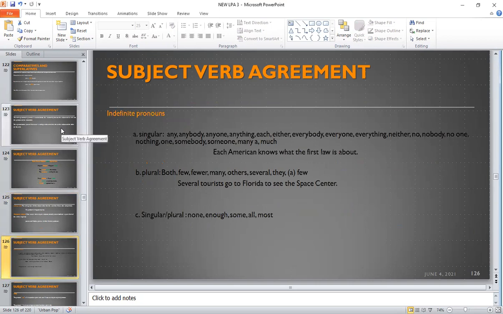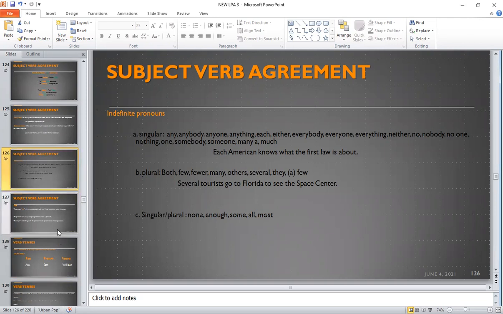Next, we have your indefinite pronouns. Singular: any, anybody, anyone, anything, each, either, everybody, everyone, everything, neither, no, nobody, no one, nothing, somebody, someone, much. And then you have your plural: both, few, fewer, many, others, several. For example, several tourists go to Florida to see the Space Center. And then you also have your singular or plural: none, enough, some, all, most. Again, these are just revisiting. I know that you already know this.